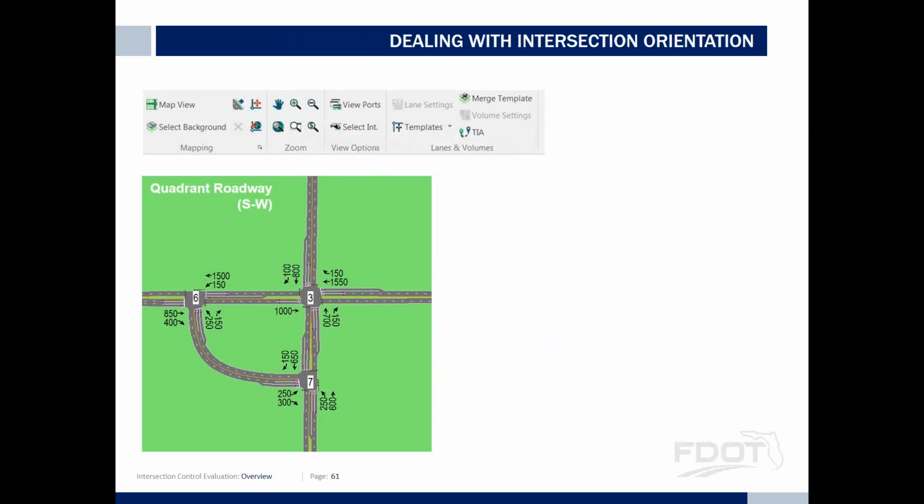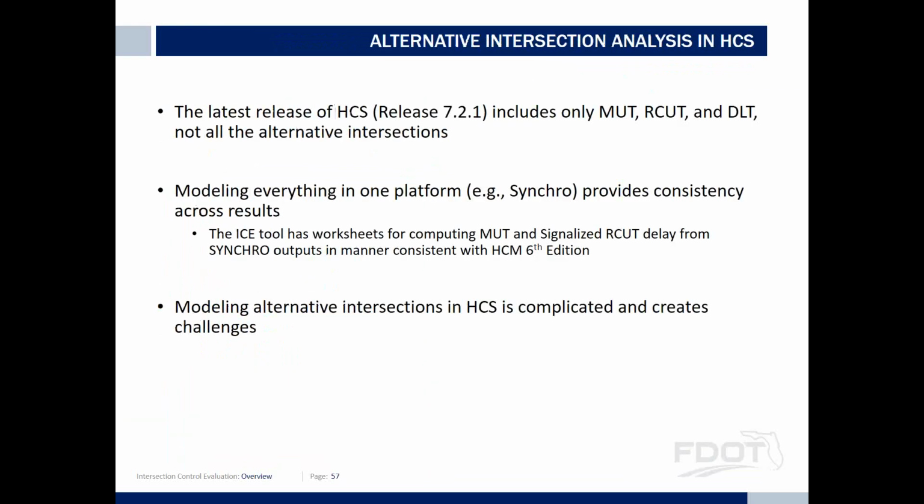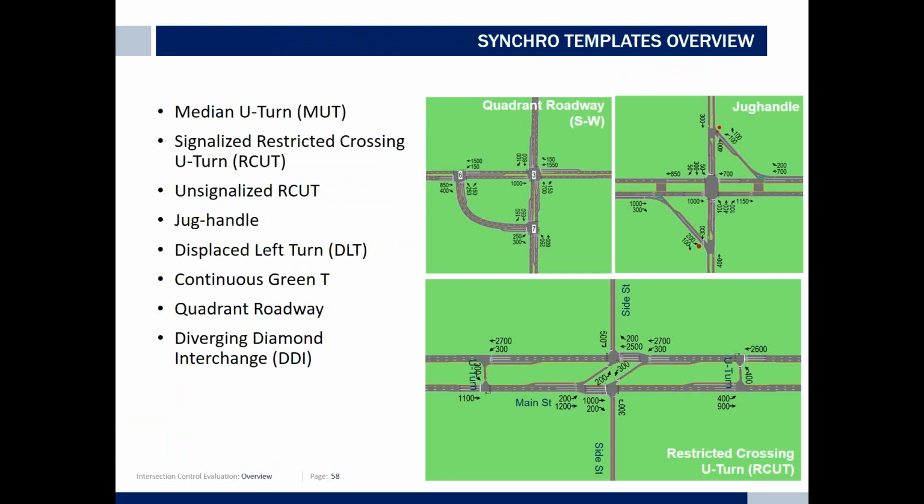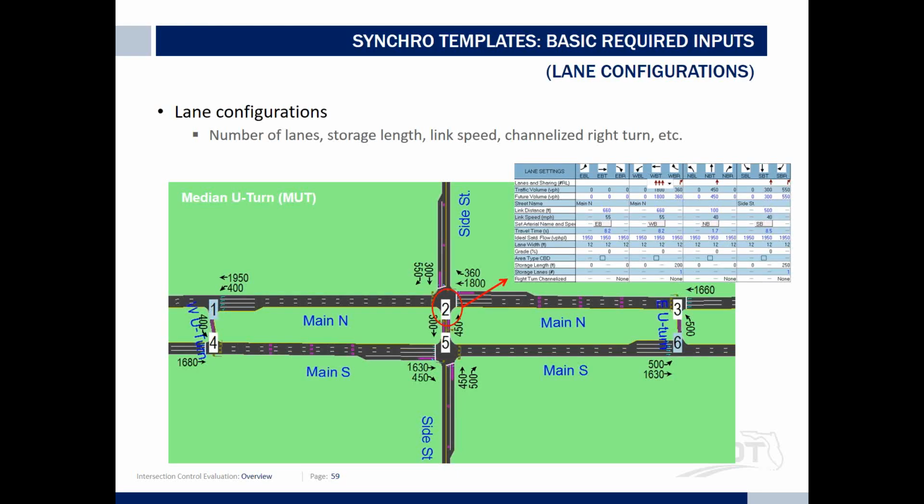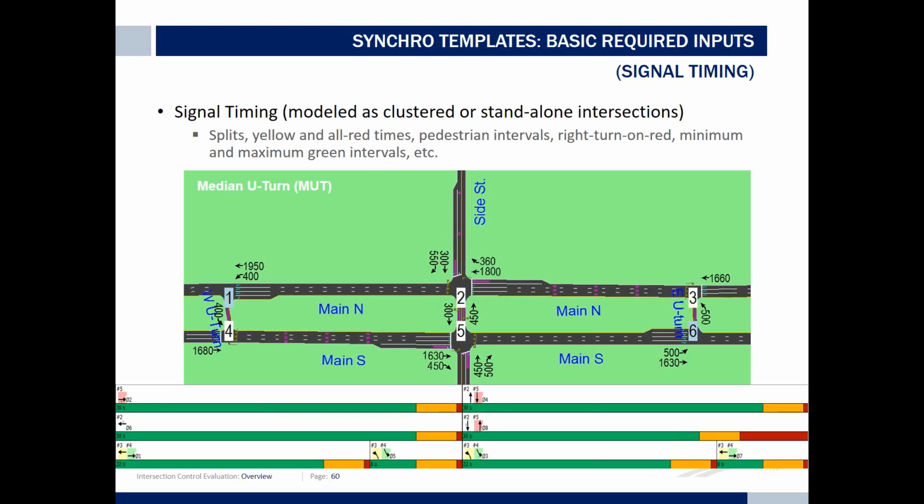So, very good question. Let me go back here just a little bit, just so I make sure I covered everything. I don't want to spend much more time on that, but again, the different templates available are configured in just a basic configuration. You have to change them to match your site design. Here are the number of lanes, storage length, link speed, and channelized right turn lane, etc., that you would need to modify based on the future conditions.